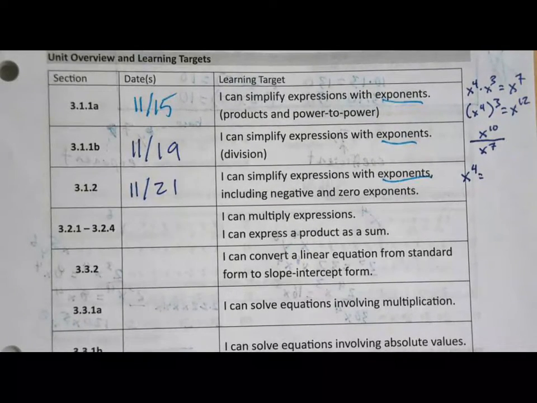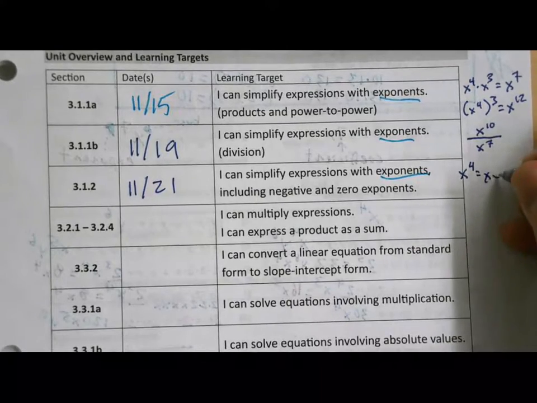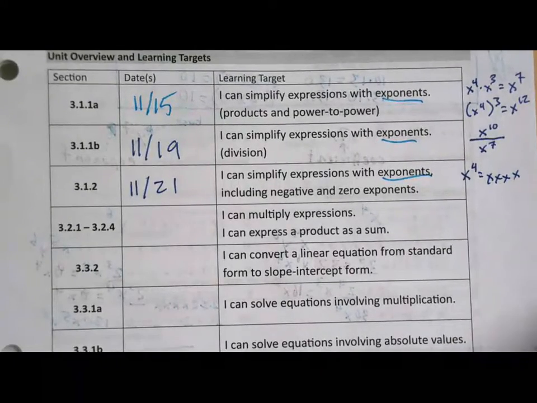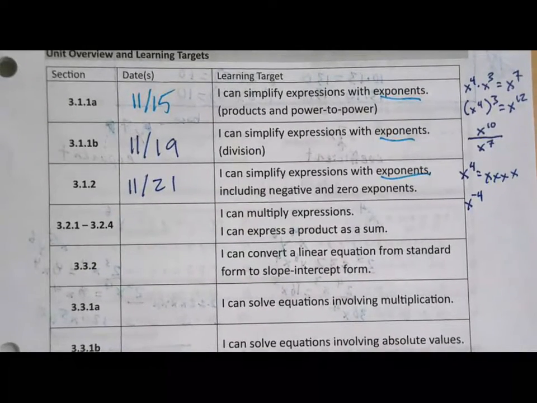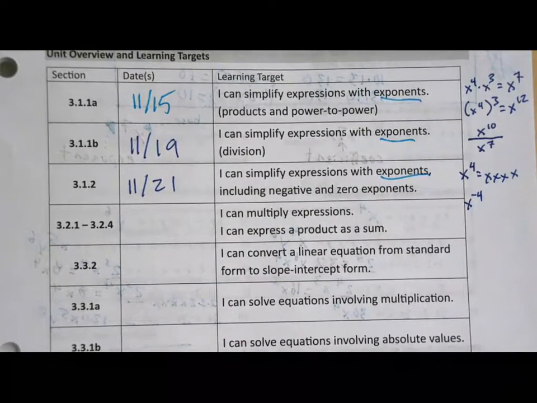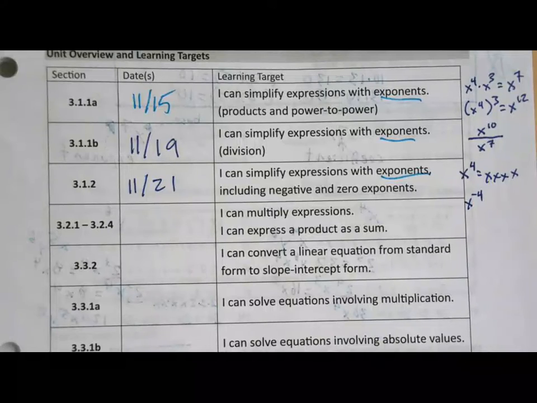All right, well, if that's the case, if that just means x times x times x times x, then what would it mean if I told you to do x to the negative fourth? How can you multiply something by itself negative 4 times? That doesn't really make sense, does it? It doesn't. I don't think so either.